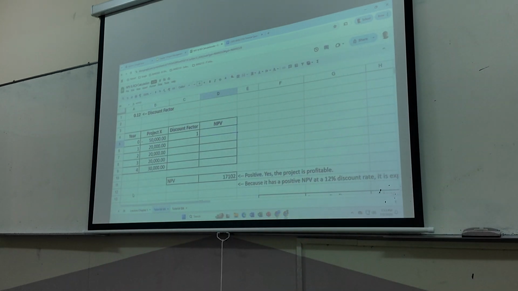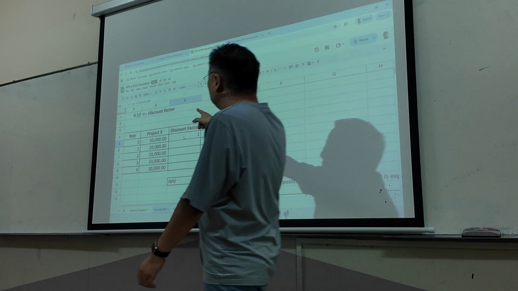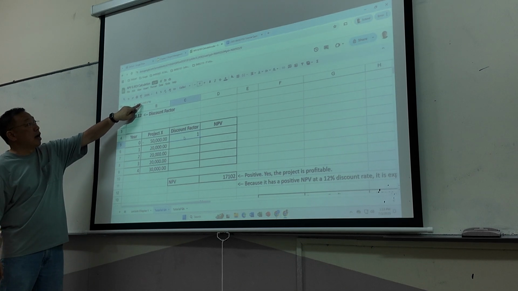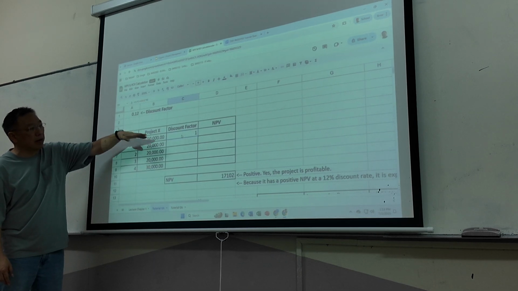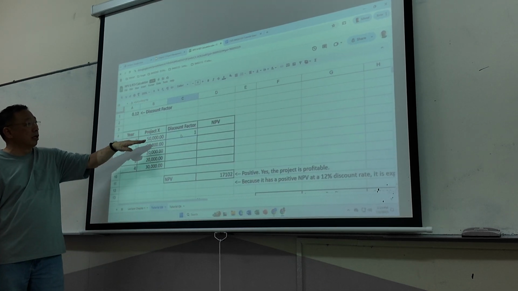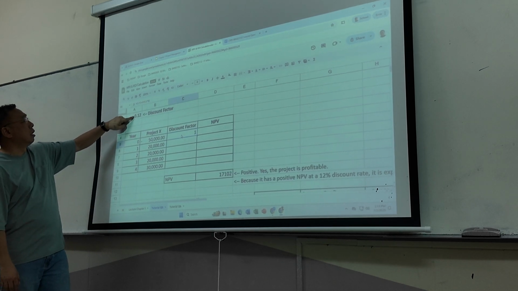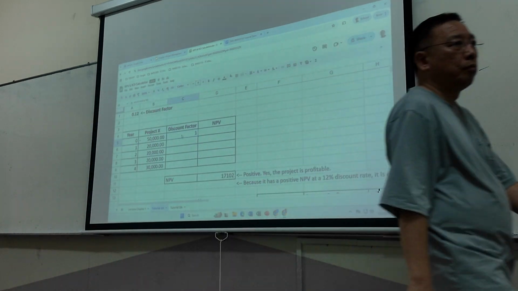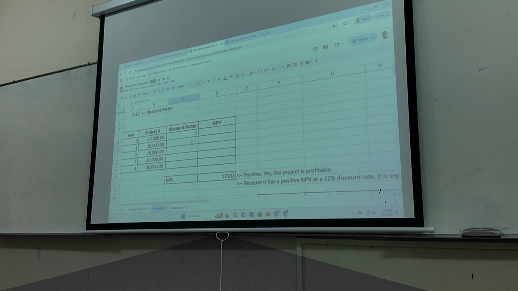So what you do is, this is the formula. I show you the formula. You can see it's right at the top here. Hopefully it's clear for all of you. 1 divided by 1 plus the percentage discount, to the power of 0 because it's year 0. So if you apply that formula here, you get the discount factor.